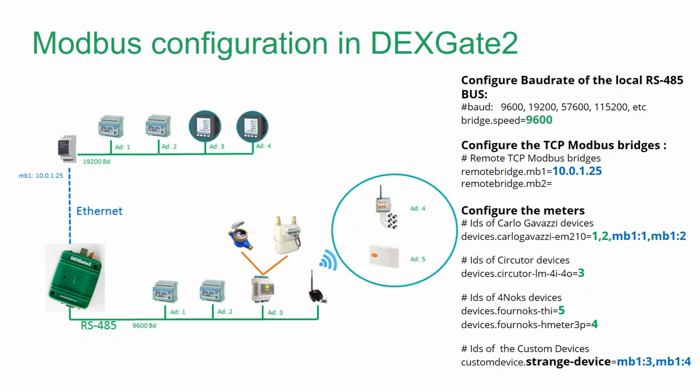Okay, so this is what I wanted to tell you regarding what Modbus is and how to configure it in a gateway. All these concepts have been explained for Dexgate 2, but it's the same for all Modbus gateways. I mean, baud rate, addresses, how to create new devices, or how to set your devices. It is something related to Modbus, so I think it's very interesting for you to learn about this.